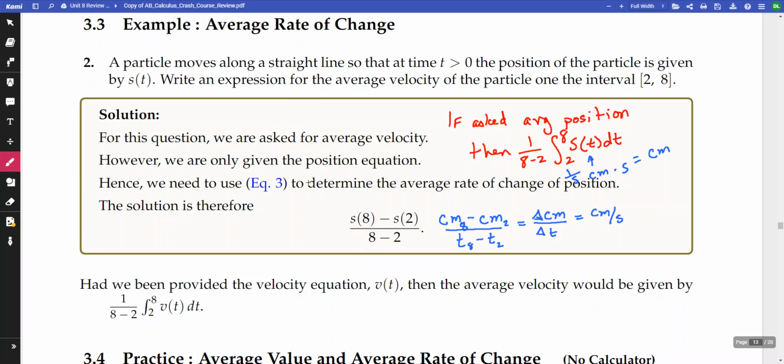Additionally, had we been provided the velocity equation, then the average velocity, given the velocity equation, would use that average value of a function equation. So be careful, be aware, and make sure that you get the practice that is needed.